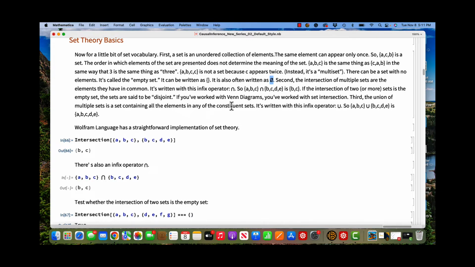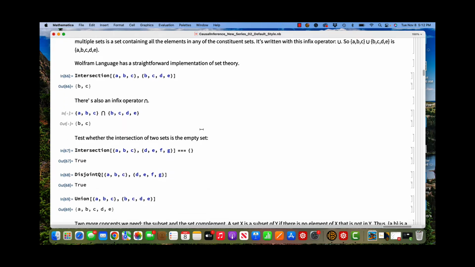There are operations you can do on sets. The ones I want to focus on here are intersection and union. So the intersection of two sets are the elements that they have in common. So ABC intersection with, that's what that symbol means, B, C, D, E, let's see. A they don't have in common because it's not in this one. B, yes. C, yes. D, no. E, no. So the intersection of ABC with B, C, D, E is B and C. Okay? And if you've worked with Venn diagrams, you've worked with set intersection.